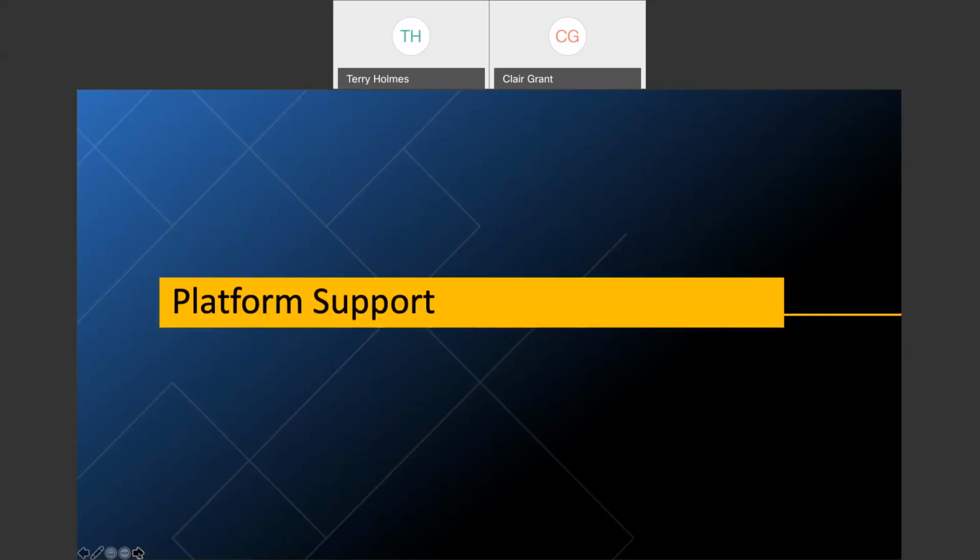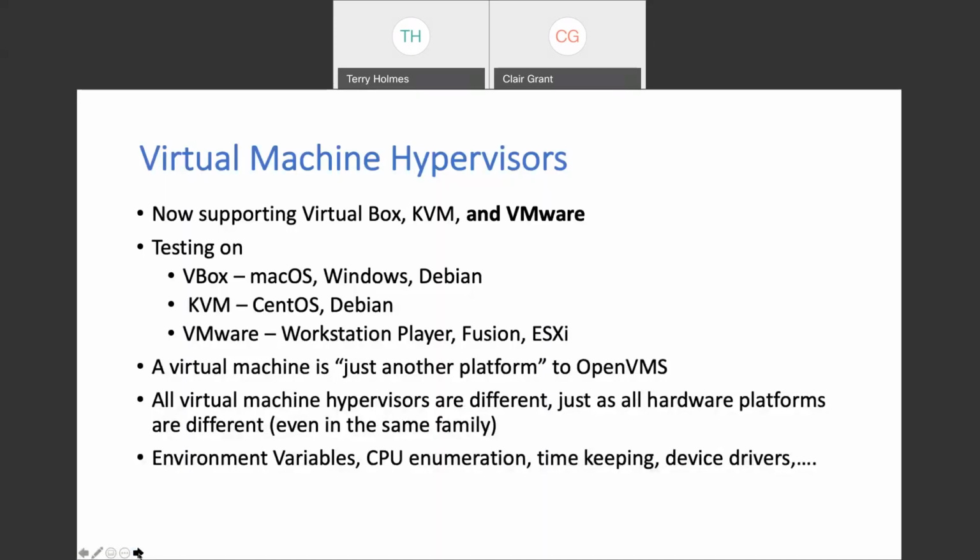Okay, platform support. Two categories here, of course, virtual machines and bare metal, and we'll take them separately. We're now supporting VirtualBox, KVM, and VMware. The VMware part really came together within 10 days of our making G available. There has been testing on VirtualBox on macOS, Windows, and Debian; KVM on CentOS and Debian; and VMware Workstation Player, Fusion, and ESXi.